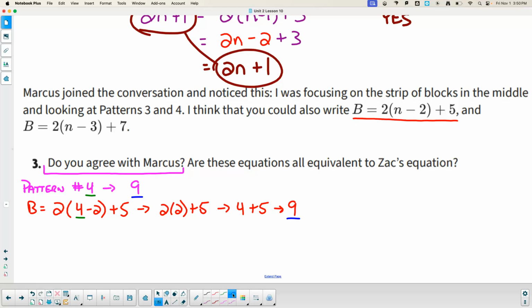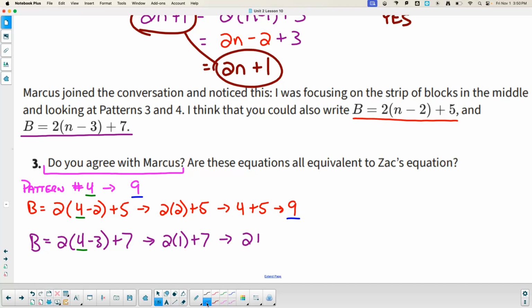Now let's try the other one. So now I'm going to try this one. Again, I'm going to plug in 4, but now it's minus 3 and plus 7. So again, I'm plugging my pattern number into the equation. 4 minus 3 is 1. 1 times 2 is 2. 2 plus 7 is 9. And it worked out that we got 9 again there.